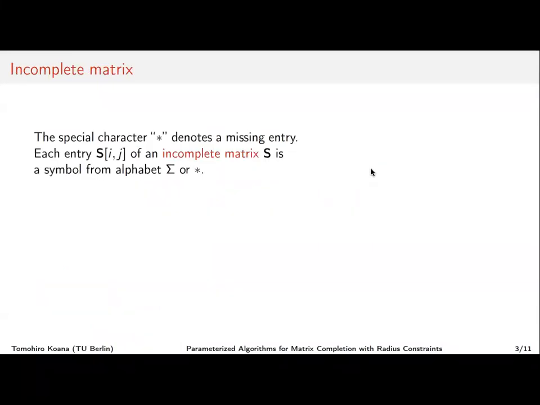So mathematically, we want to model this; we call such a matrix an incomplete matrix. For my talk, I assume that each entry of the matrix, say S, is, so this S_ij is the entry of S in the ith row and jth column. Each entry is either some symbol from the alphabet or it's missing. For missing, we use the character star to denote that it's missing.